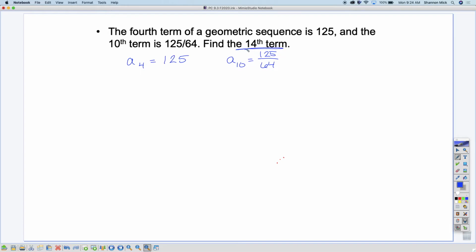Now I hate the way they write that fraction, but that's how the book writes those fractions. It's hard to see that that's 125 over 64, isn't it? So always write your fractions above and below. So I need to find a definition, right? I need to find it. What is it? A sub n equals what?